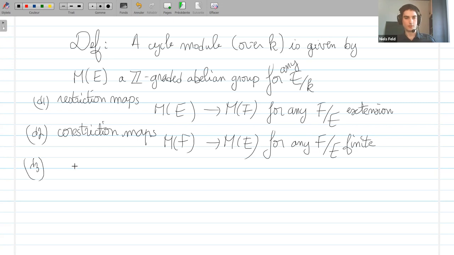There is an action. So we have a structure of Milnor theory. And so KM is just the classical Milnor K-theory. And lastly, we have residue maps.